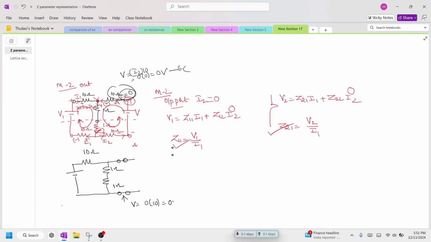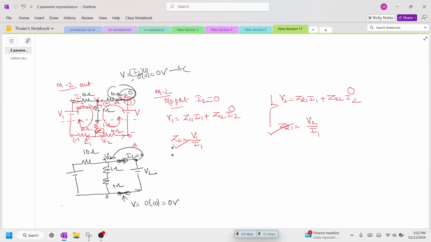0 into 10 is once again 0 volts. That's why this branch also acts like a short circuit, and the voltage at this point is V2 and current doesn't flow. Therefore here the current I2 becomes 0. Whenever I2 becomes 0, this drop becomes 0, so this voltage V2 will be shifted to this point, or this node will be shifted to this point.